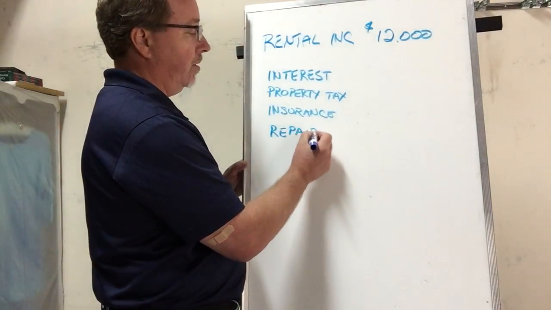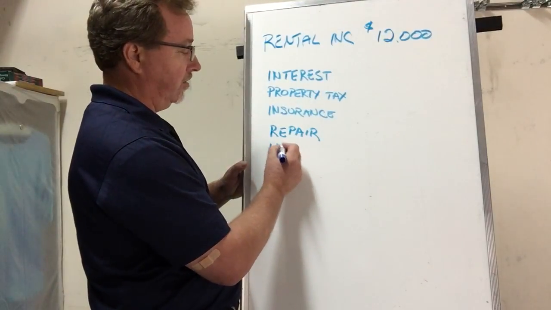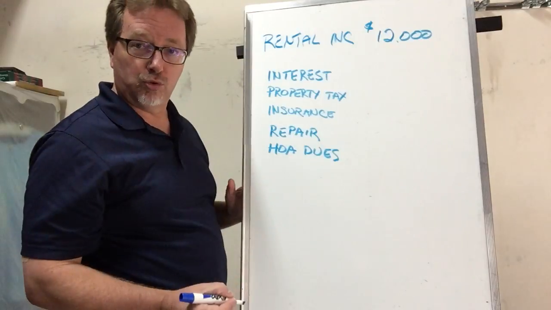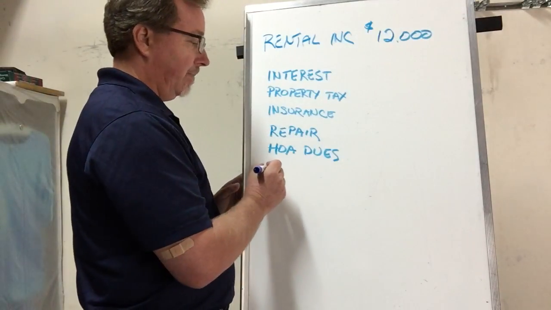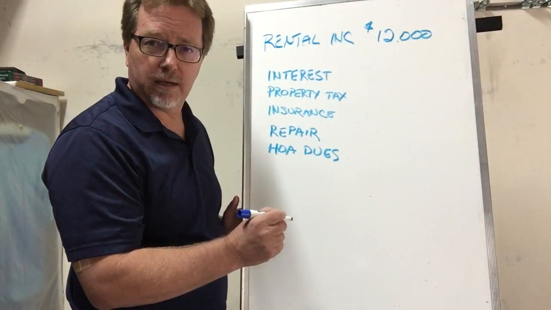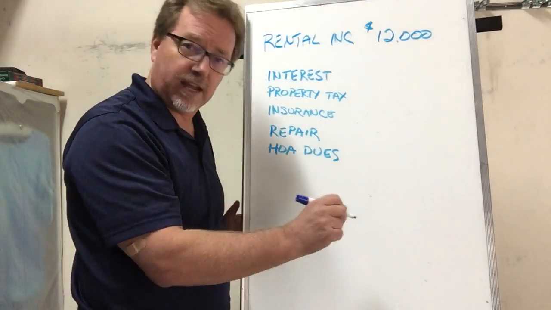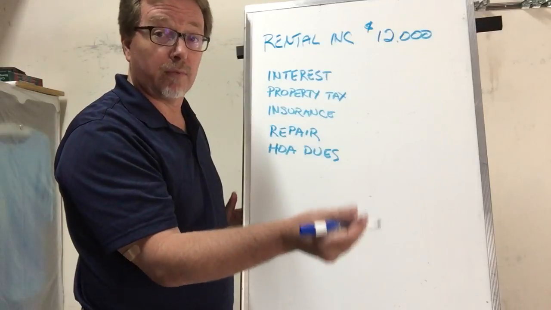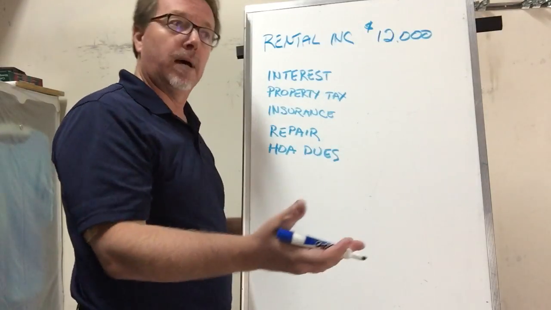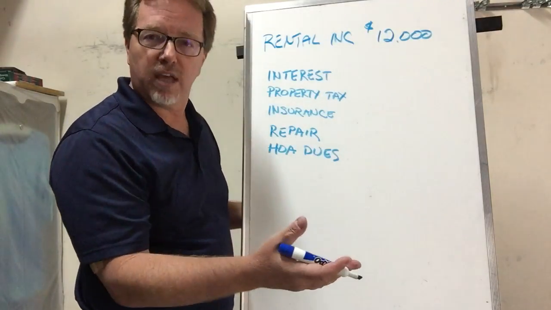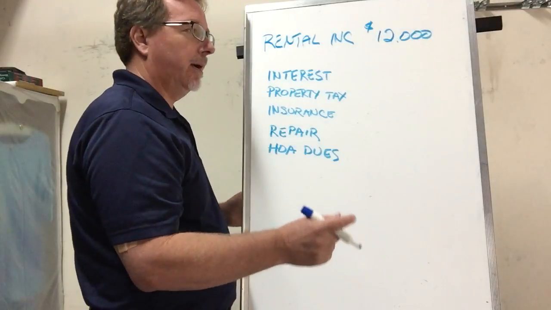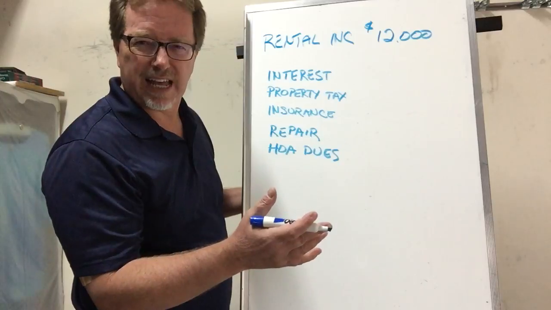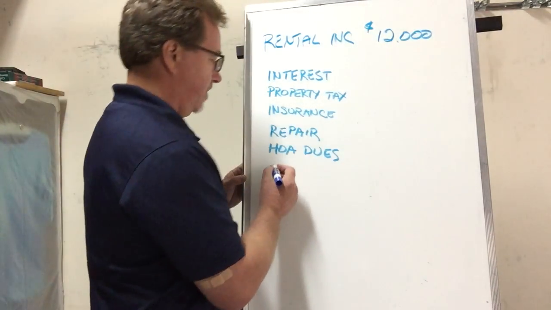Maybe you're in a neighborhood that has a homeowners association and you have to pay some homeowners association dues. I'm not going to write them all out, but maybe you paid a commission to a real estate agent to find you a tenant in the first place. Maybe you have to travel to that rental property once in a while to check up on it, or find a new tenant or something like that. Maybe there's lots of maybes that kind of go on in here.